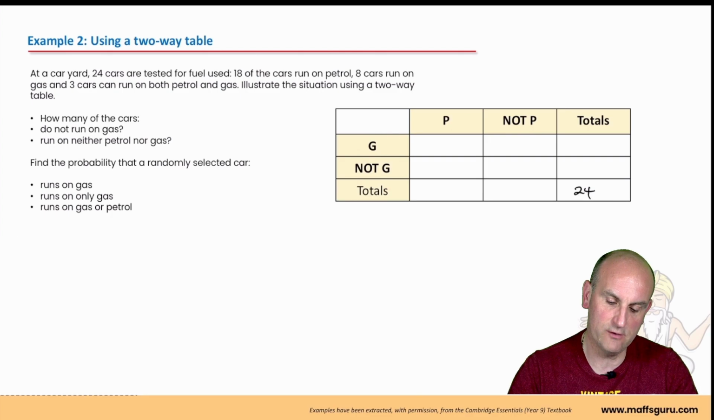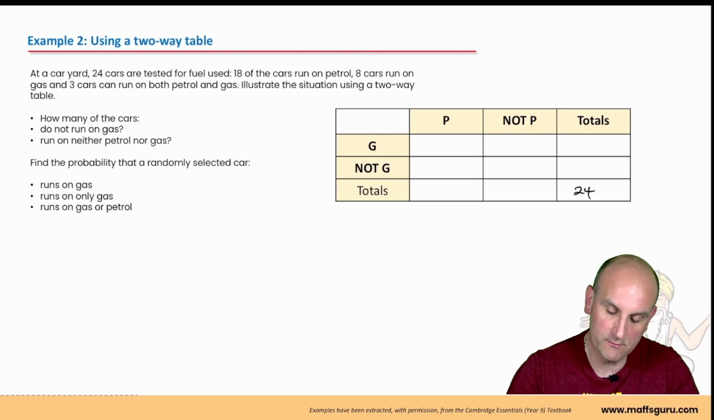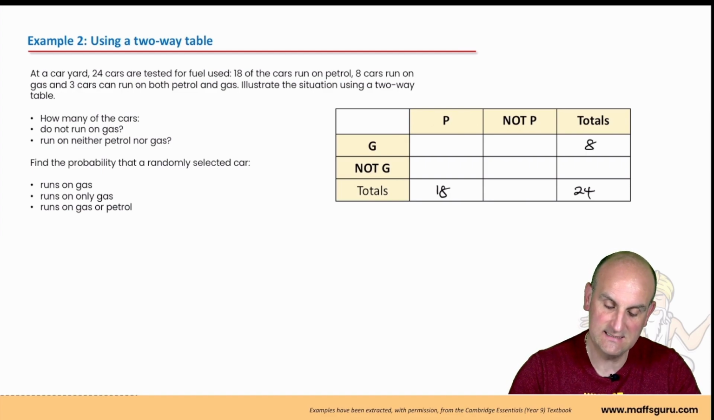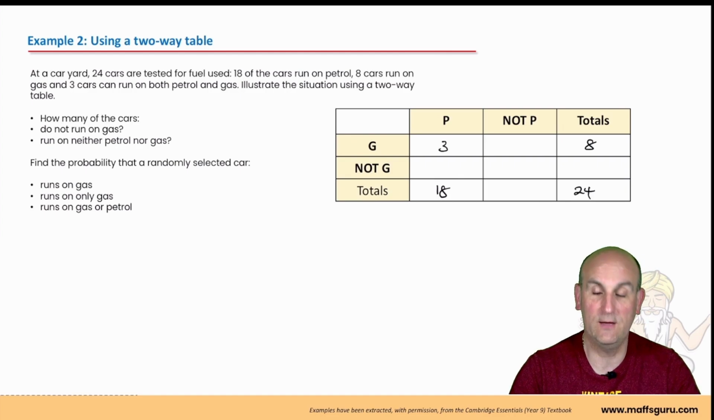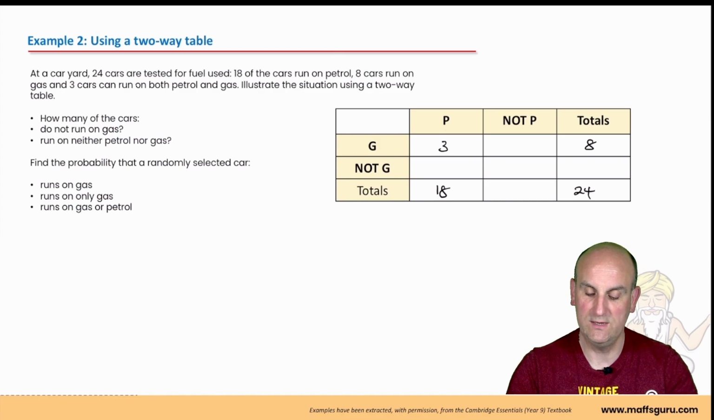So 18 of the cars run on petrol. That's a total. The total number of cars who run on petrol is 18. There we go. 8 cars run on gas. Right, so the total number of cars is 8. And 3 can run on both. There we go. So they give me 3. And what did I tell you? Oh yes, they've only got to give you 4 pieces of information and we can get the rest.